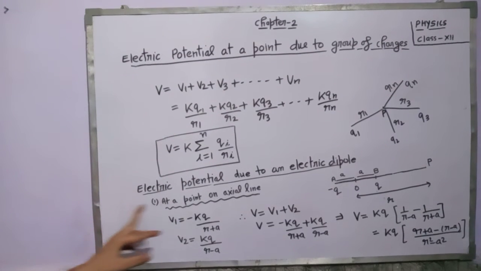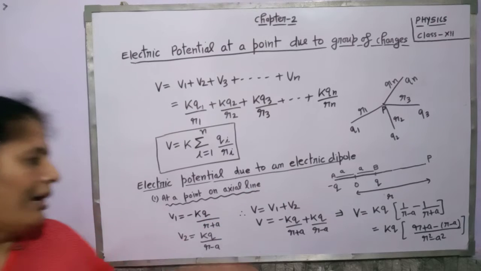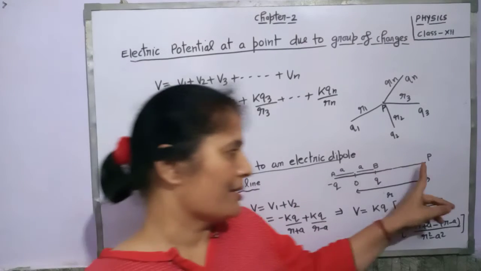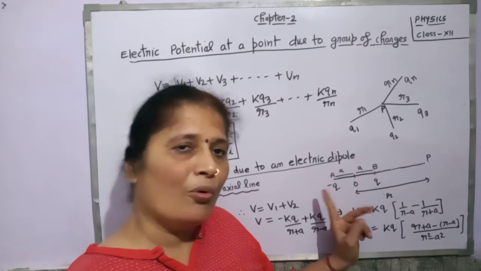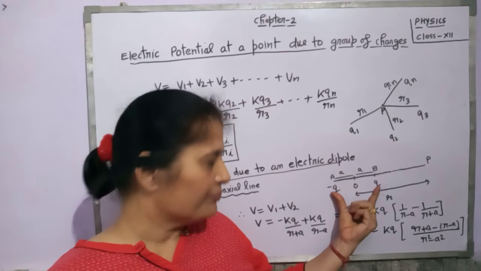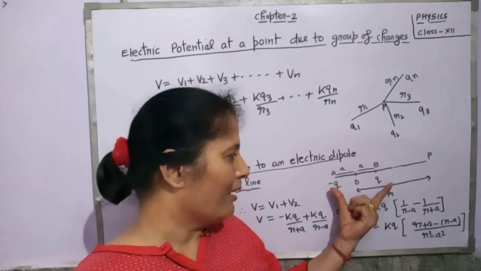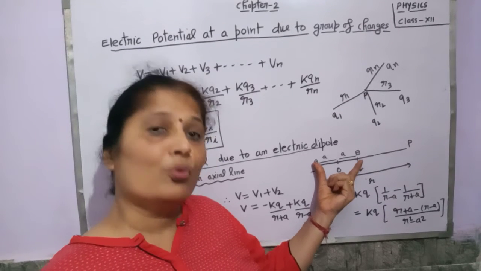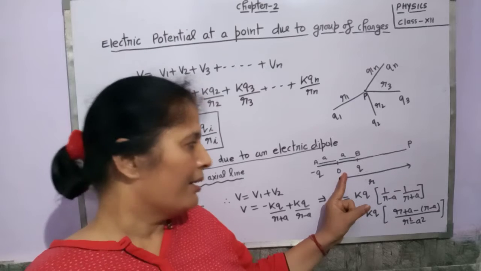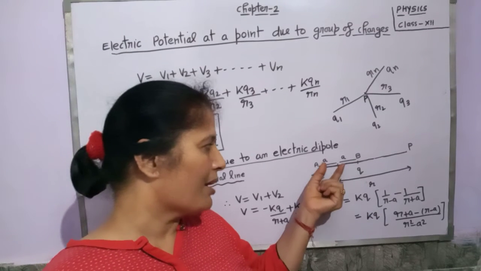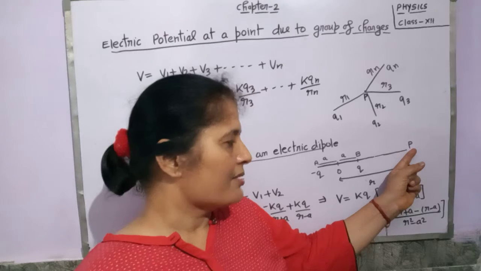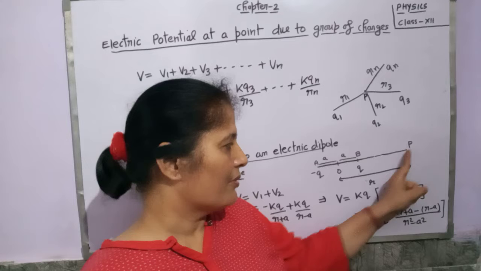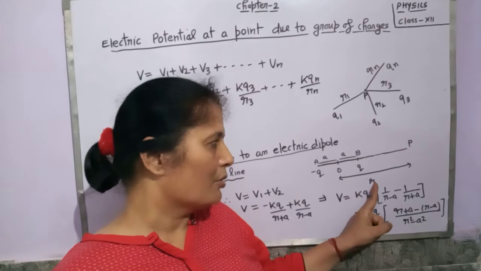Now the next topic is electric potential due to an electric dipole at a point on the axial line. Axial line means along the axis. This is your electric dipole. As we know, an electric dipole consists of two equal and opposite charges separated by a small distance. This distance is taken equal to 2a, and O is the midpoint. That's why AO is equal to OB, which is equal to a. P is a point. Distance is always measured from the midpoint. The distance of P from point O is equal to r.